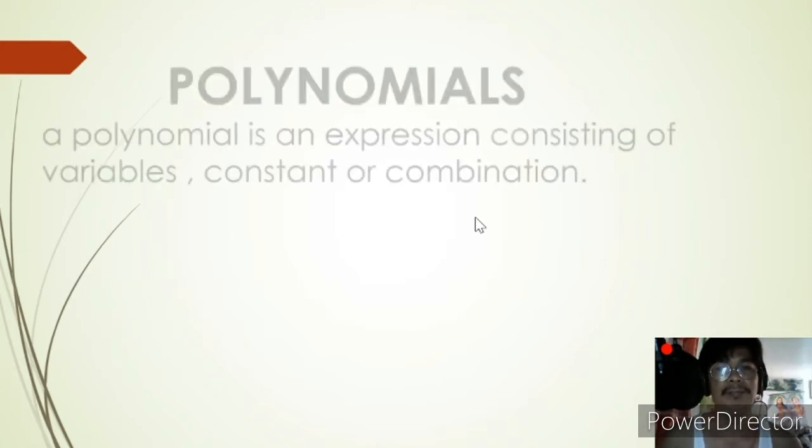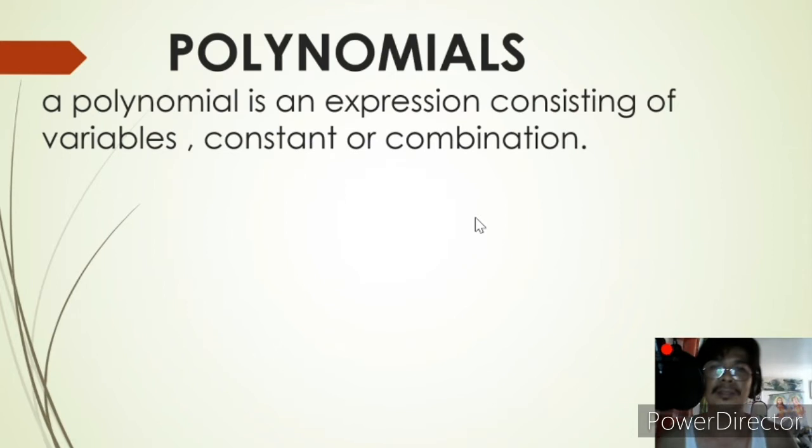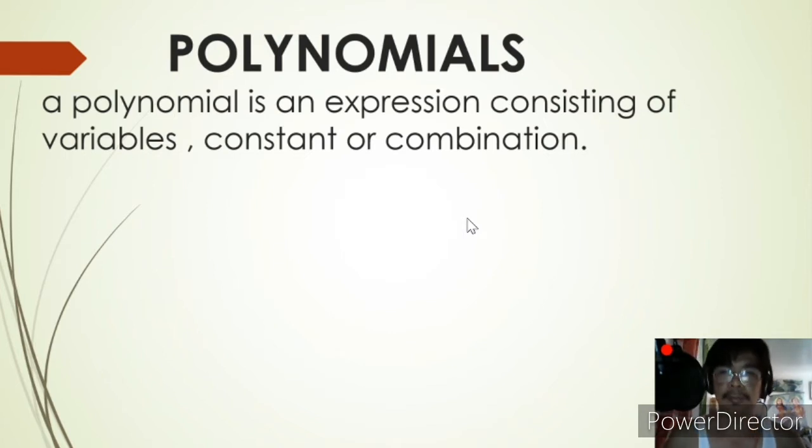So bago yan, meron tayong dalawang kailangang dapat tandaan kapag tayo ay nagpa-factor ng polynomial gamit ang common monomial factor. Kailangan may idea tayo kung ano ang polynomials. Polynomial is an expression consisting of variable, constant, or combination. So when we say variables, it is any letter in English alphabet. So pwedeng A, B, C, hanggang Z. Sinabi natin constant, ito po yung number na makikita natin sa isang expression. Or combination of variable and constant. That is what we call polynomial.